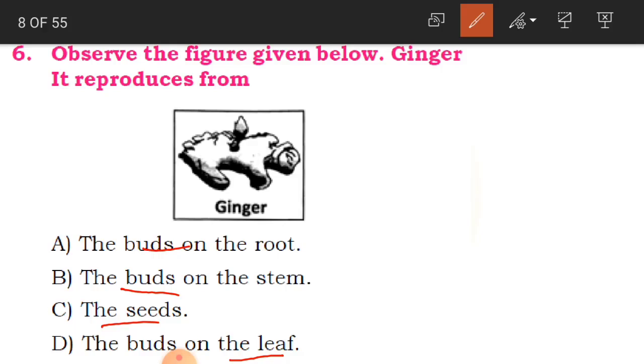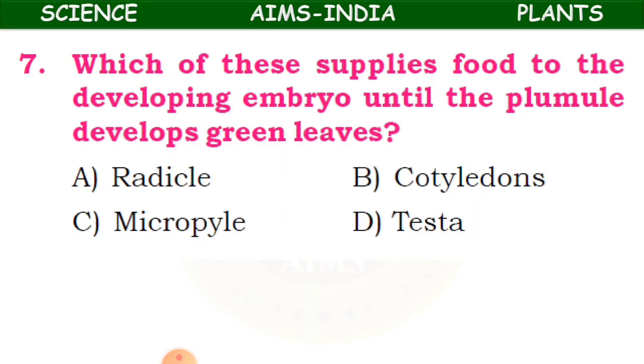So what did we learn, children? Ginger reproduces from the buds of the stem. Buds on the stem. Clear? This one, and B option is the correct one. Clear children? Now we'll go to the seventh one.